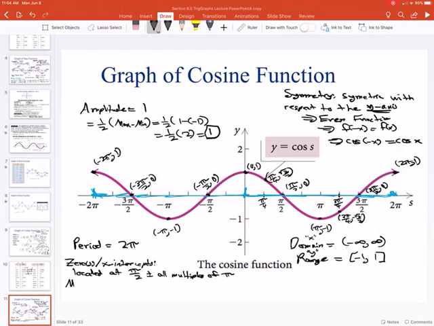Now, as we look at our max and min points, let's talk about the max points, where we see our max value of 1 on this graph. We notice those are located at 0 plus or minus all multiples of 2 pi. So I'm going to write that down. Located at 0 plus or minus all multiples of 2 pi. So again, what's that mean? Coterminal with 0.